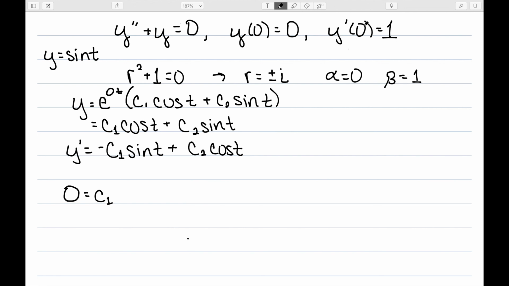My next initial condition says that when t is 0, y prime is 1. So this would be minus c1 times sine of 0, which is 0, plus c2 times cosine of 0, which is 1. So rewriting the solution, I would have 0 cosine t plus 1 sine t, which is exactly what I claimed it was before. So this gives us an idea of what the inverse Laplace transform is.